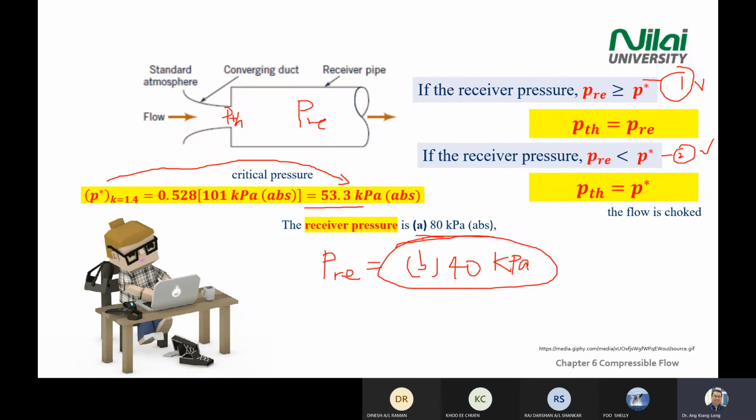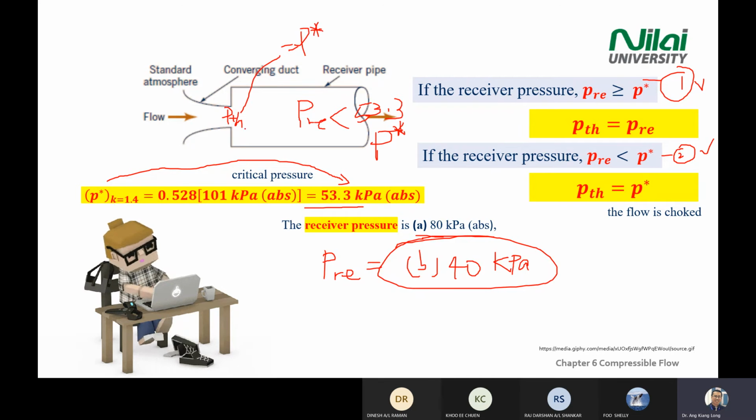53.3. 53 kilopascal. Receiver pressure now in the scenario B is 40. So fall under which category? Scenario 1 or 2? 2 because it's lower. Then you use this one. Lower means the P throat here will equal to P star. You understand? Means if your pressure inside here is less than 53.3 or P star, your throat pressure here will equal to P star.